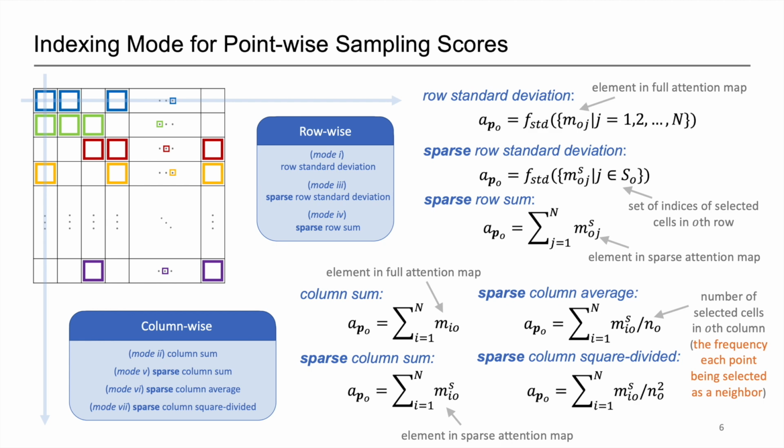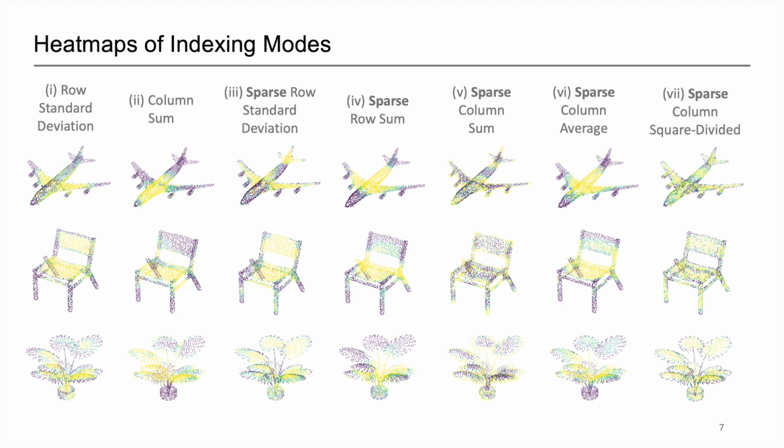7 indexing modes are proposed and investigated. In the last two presented modes, NO stands for the number of selected cells in each column, which is exactly the aforementioned frequency of each point being selected as a neighbor. To analyze the behavior of each indexing mode, we train a separate model for each mode, and visualize their sampling score distributions as heat maps. Considering the local-global trade-off, we chose the last indexing mode as the primary indexing mode for most of our experiments.